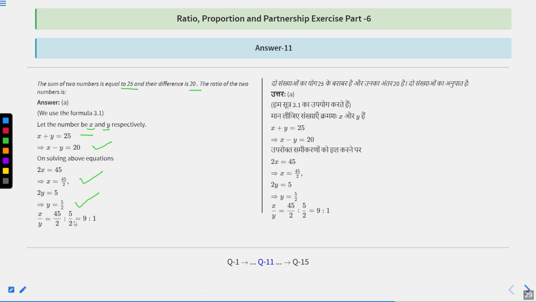Again, these are in fraction form. So to calculate in integer form, we take the LCM of the denominators, which is 2, and multiply both by 2. When we simplify it, we get 9:1. Clear? Because 5 divides 45 nine times, and the 2 and 2 cancel out, it becomes 9:1. So A is the correct answer. Next one.